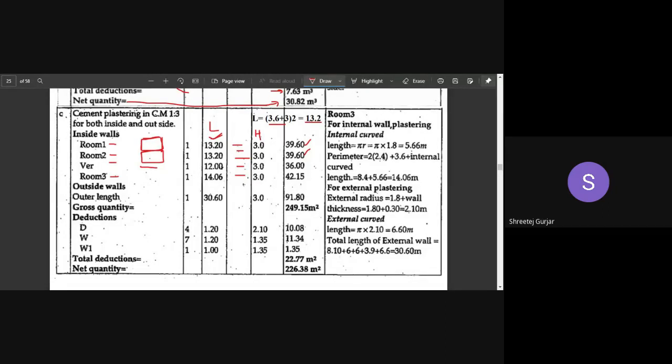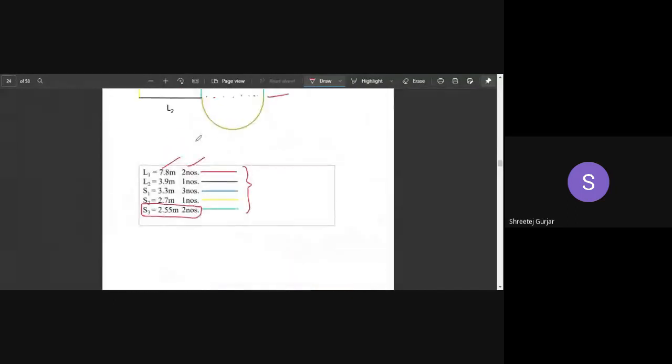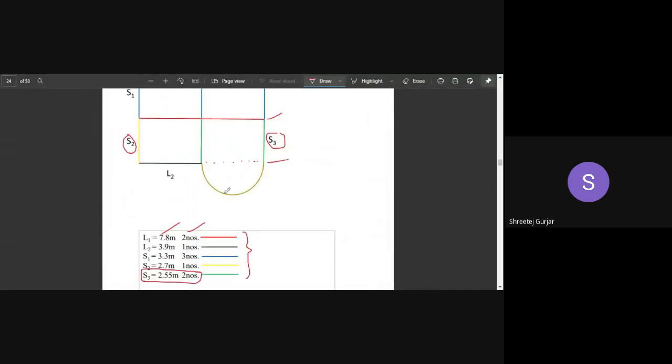So moving on to room 3, which is your curved part, including this part. So this is my room 3. This dimension, this perimeter, I need to calculate.